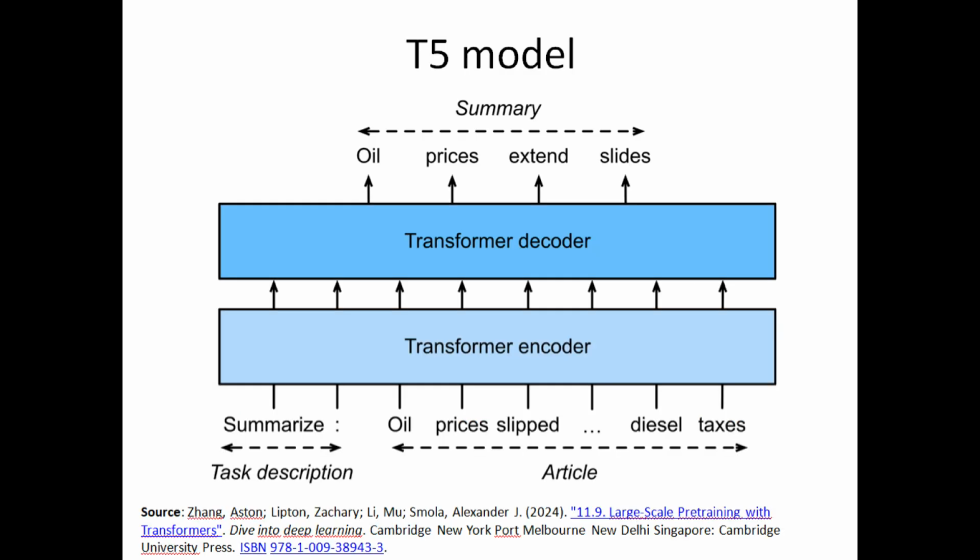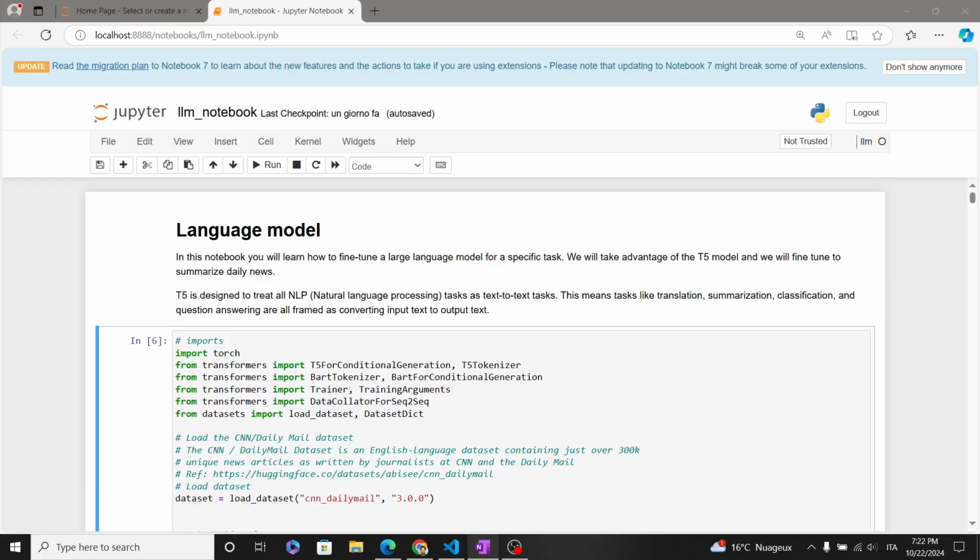In the notebook we will use the T5 model and we will fine-tune it to read and summarize news from the web. It was first introduced in the paper Exploring the Limits of Transfer Learning with a Unified Text-to-Text Transformer by Colin Raffel et al. And it is designed to treat all NLP, natural language processing, tasks as text-to-text tasks. This means tasks like translation, summarization, classification, and question answering are all framed as converting input text to output text.